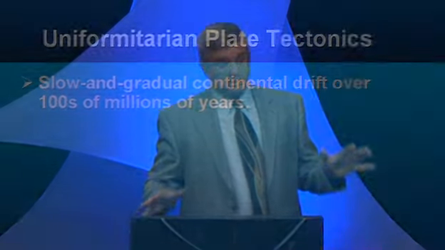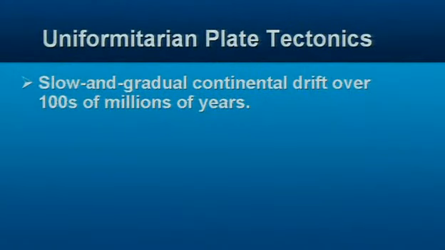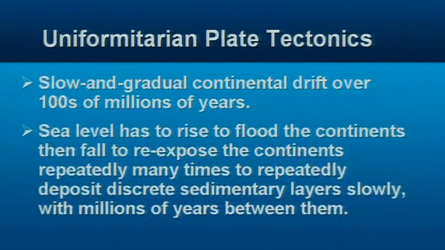And so the conventional slow and gradual, or what we call the uniformitarian, plate tectonics goes something like this. We have slow and gradual drift of continents over hundreds of millions of years. But the sea level during that period has to rise to flood the continents, then fall to re-expose the continents repeatedly many times to deposit the discrete sedimentary layers slowly over millions of years.